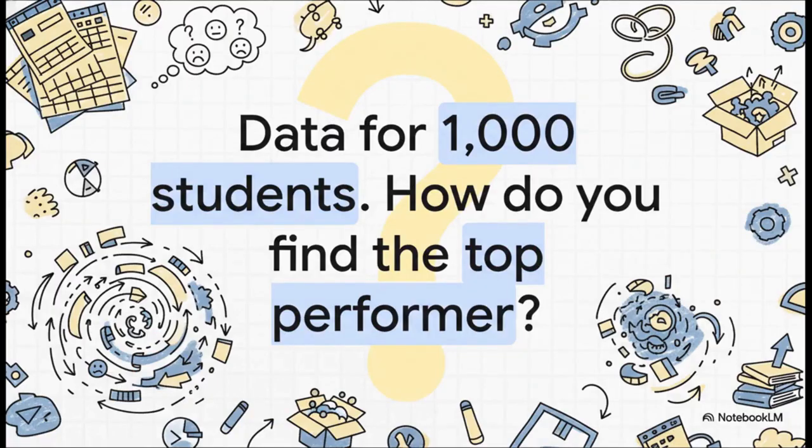Just imagine this for a second. You've got a spreadsheet with data for 1,000 students. You've got names, marks, cities. It's all there, but it's just a jumbled mess. How in the world are you supposed to find the single highest scoring student without going line by line? That exact chaos is what we are here to solve.